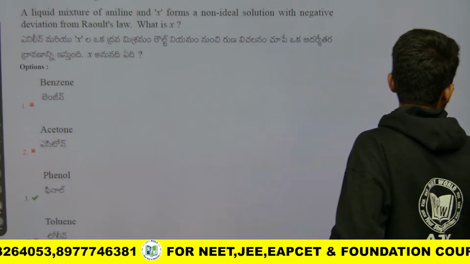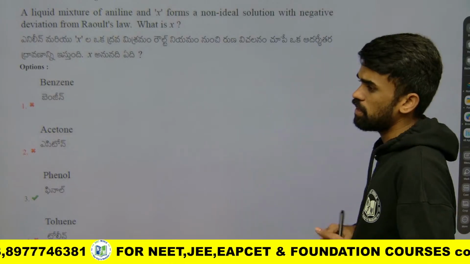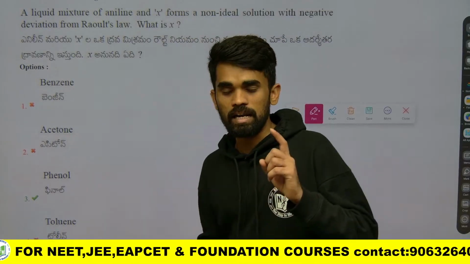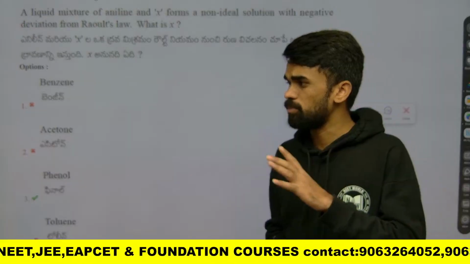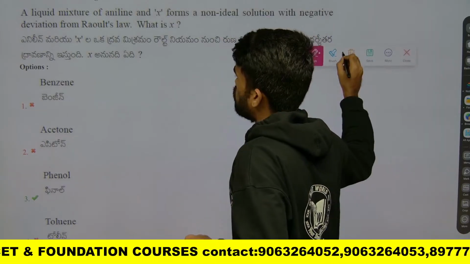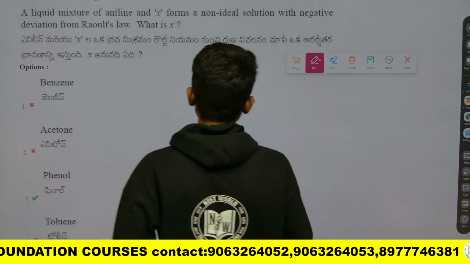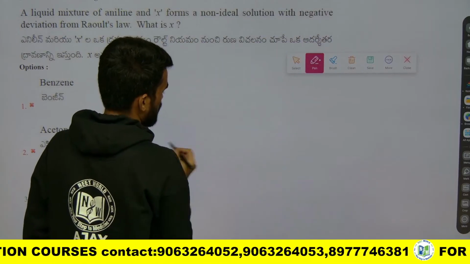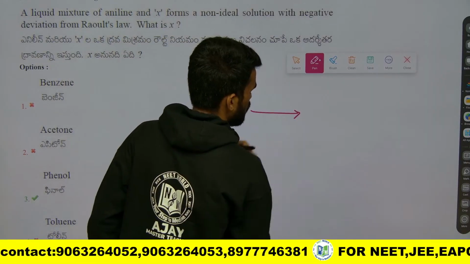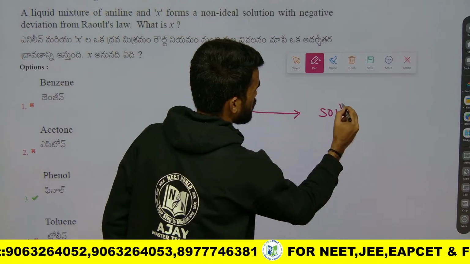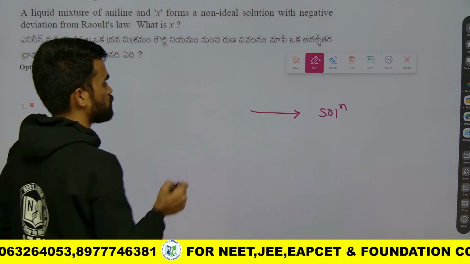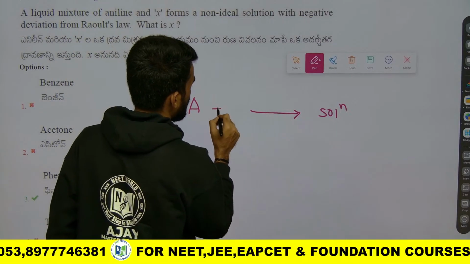So we know ideal solution and non-ideal solution is one of the very important topics from the solutions chapter, that is chapter number 1 from your chemistry second year syllabus, right? So what is this ideal and non-ideal solution? See, whenever two components, in order to make a solution, we will be mixing something like solute and solvent, right? So let us consider we have a binary solution which is made up of two components like A and B.